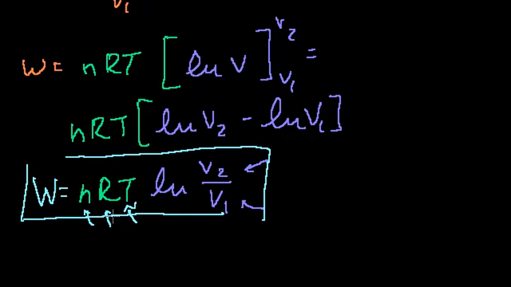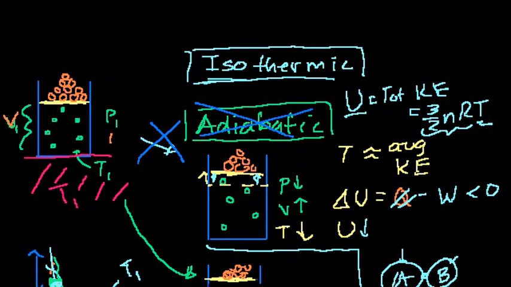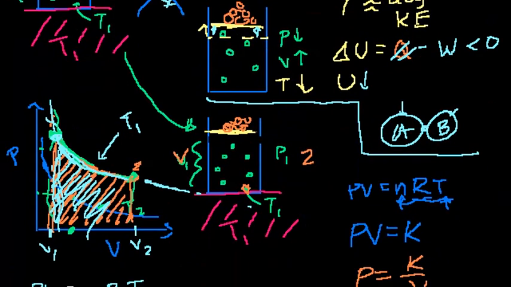Now, let me ask a follow-up question. How much heat was put into the system? How much heat was put into the system by this isotherm here? It put in heat to keep the temperature up. Otherwise, the temperature would have gone down, right? Heat was going into the system the entire time.